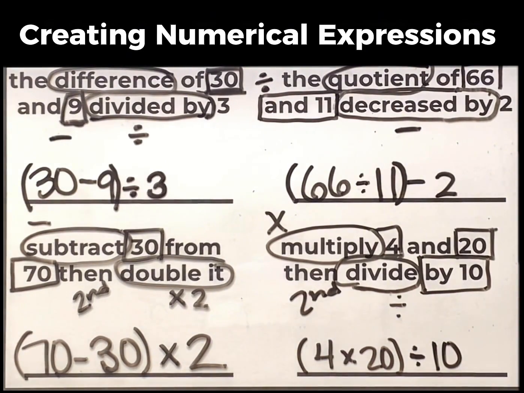So this is what your numerical expression will look like for number 4. We're going to multiply 4 and 20, then we divide by 10. Please rewatch this video. This skill takes a lot of practice, okay?